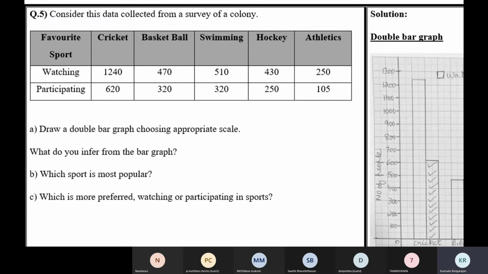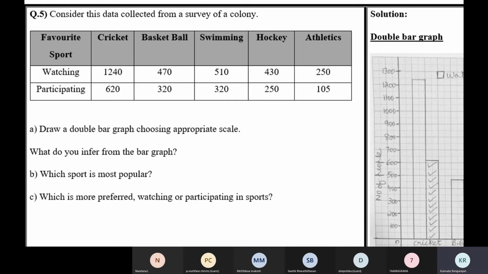So consider this data collected from a survey of a colony. Favorite sport: cricket, basketball, swimming, hockey, athletics. The comparison here is how many people like watching and how many like participating. Most of them like to watch, and fewer like to participate. So, watching and participating.